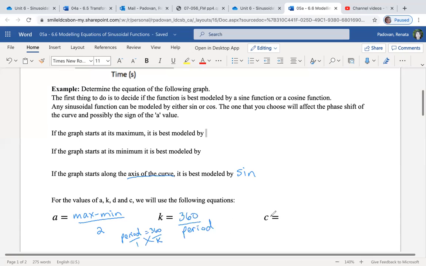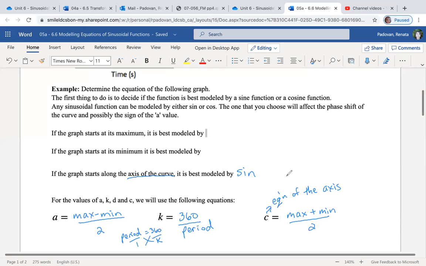And c, that's the equation of the axis, right? We learned that in the last video. The equation of the axis is y equals c. So that's going to equal the max plus the min divided by 2. Because remember, the amplitude is max minus min divided by 2, and the equation of the axis is max plus min divided by 2.